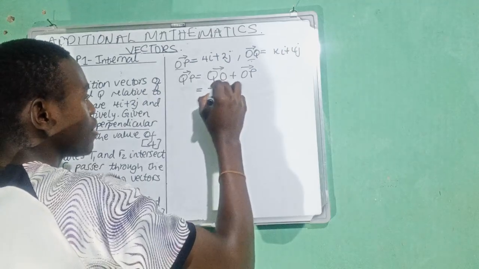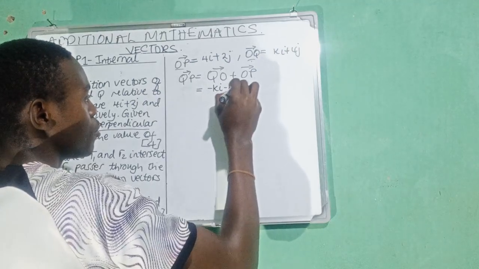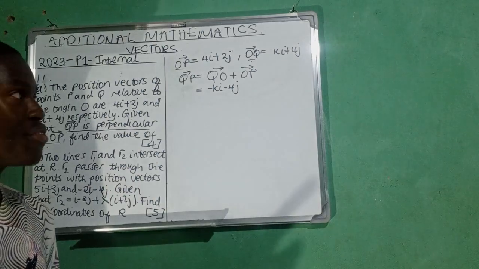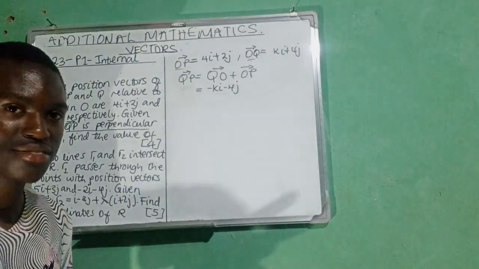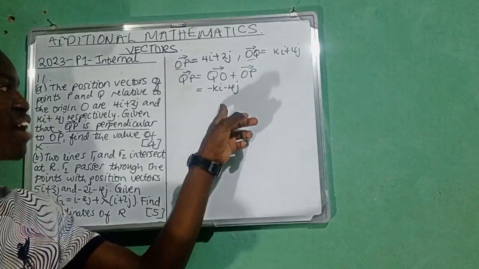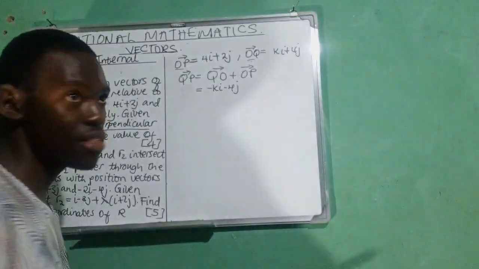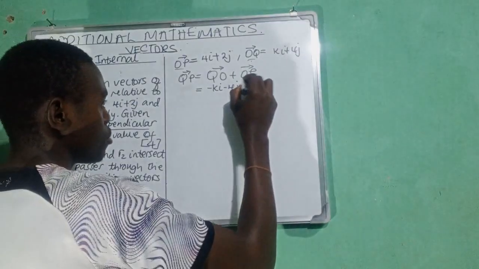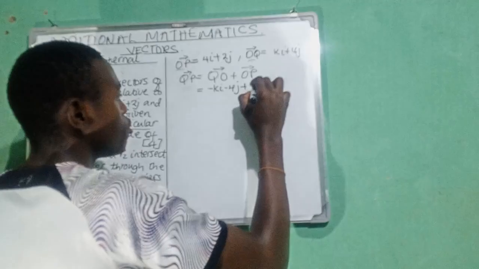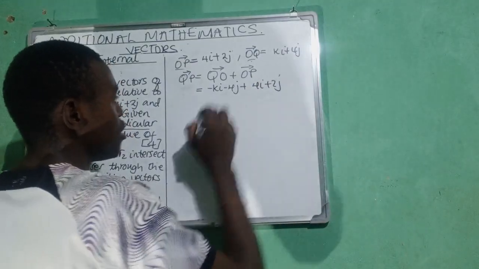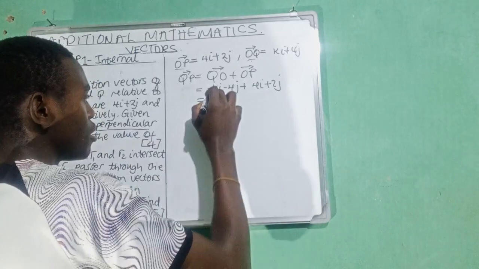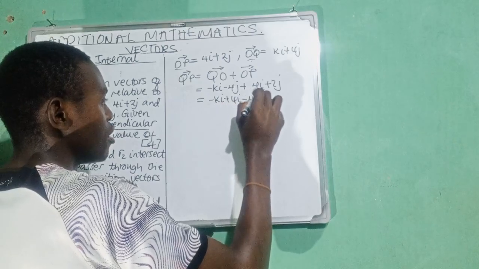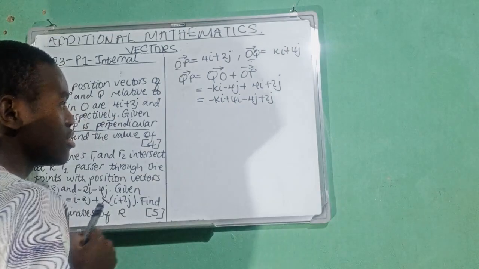QO would be minus ki minus 4j. So what have I done? To find the opposite of OQ, everything that is positive becomes negative. All the signs here are positive, so they are now negative. And everything that was negative becomes positive, but nothing was negative here, so we carry on. Then we have 4i plus 2j. Then we group the like terms together: negative ki plus 4i minus 4j plus 2j.